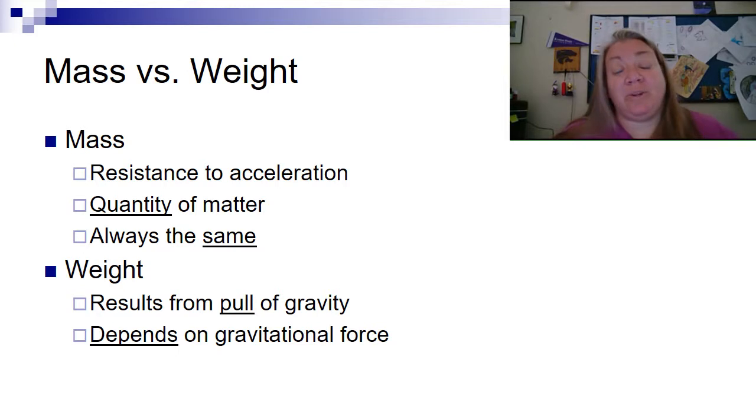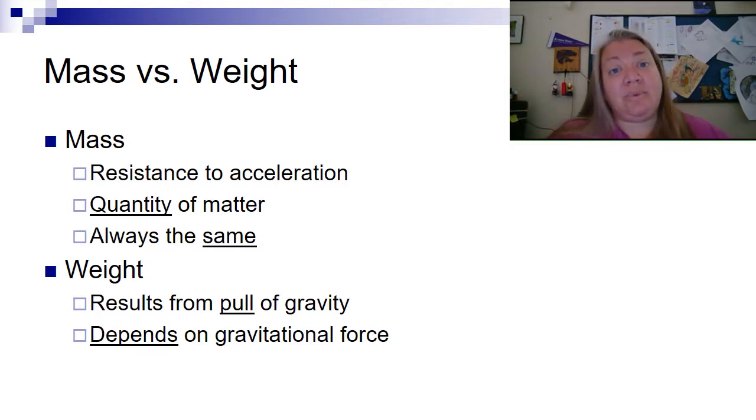The other thing I wanted to discuss was the difference between mass and weight. I'm horrible about using the two terms interchangeably. I know that I am. I know in our society we have a tendency to do that. However, there is a very distinct difference between those two terms.